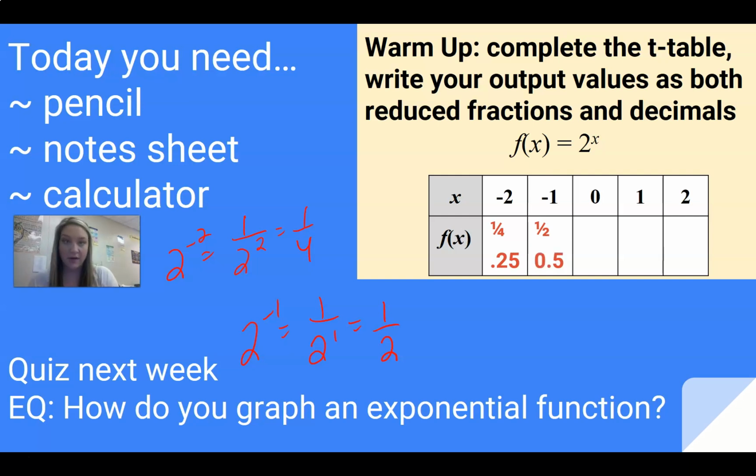Anything raised to the power of 0 always equals 1, no matter what the value is. So the 2 is the base. If your base was like 10,000,001, but it's raised to the exponent of 0, it's equal to 1. So that is always going to give you a 1. 2 to the power of 1 is just 2, and then we know 2 squared is going to be 4. These are exponentials. This is what we're going to be working with today.